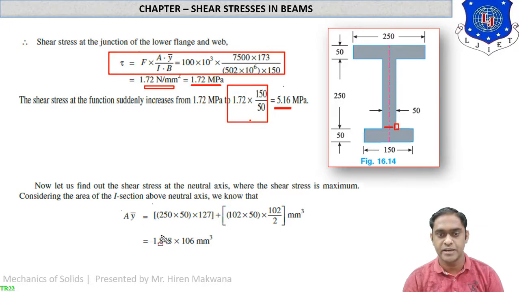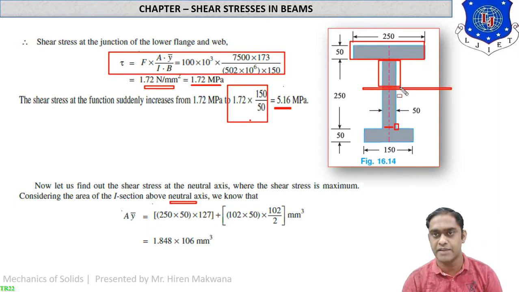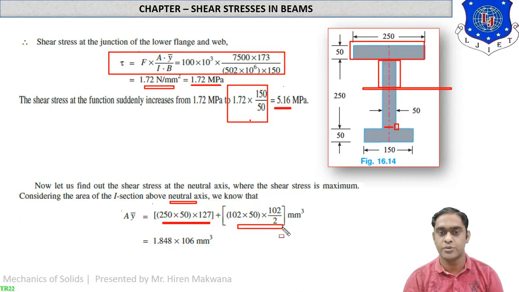And finally, at the center of gravity, above the neutral axis, A y bar will be above the neutral axis. A y bar will be, this is the first part and this is the second part, A1y1 and A2y2. So this is A1y1. You just calculate it on your own. This is A2y2. This you also have to calculate on your own. You will get the answer of A y bar. This is suspense and this is for your practice, so I will not explain this.